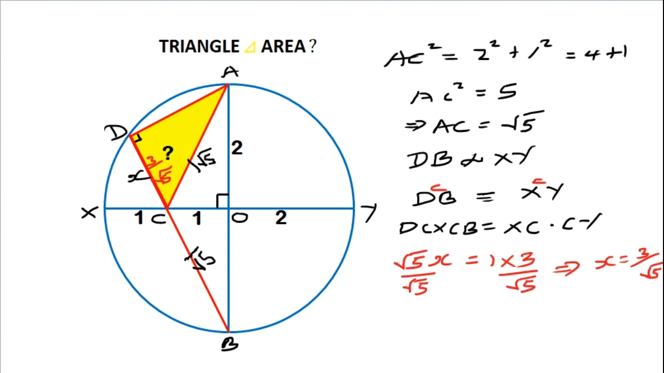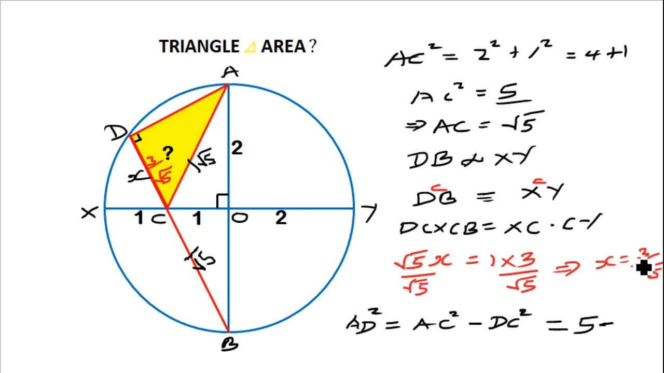Once you found the value of x to be 3 over root 5, we can now use Pythagoras' theorem to get the length AD, because the longest side, the hypotenuse, is root 5. So one of the shorter sides AD: AD squared will be AC squared, which is the hypotenuse, minus DC squared, because this angle is 90 degrees. So AC squared minus DC squared will give you AD squared. When you substitute, you already found AC squared to be 5. So that will be 5 minus DC squared.